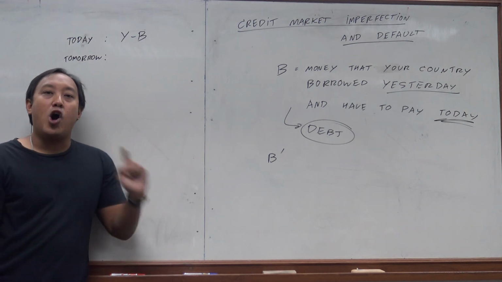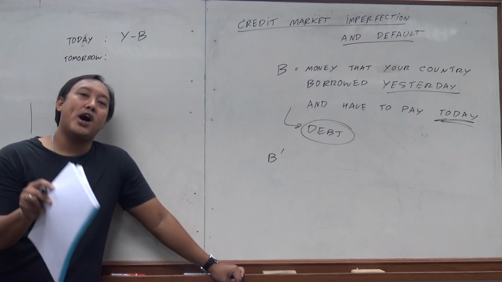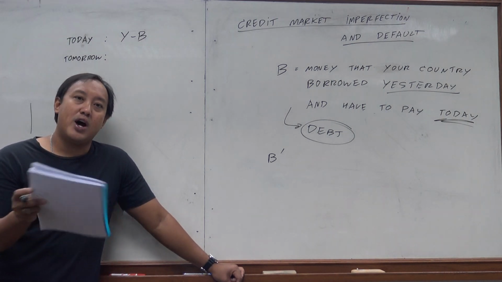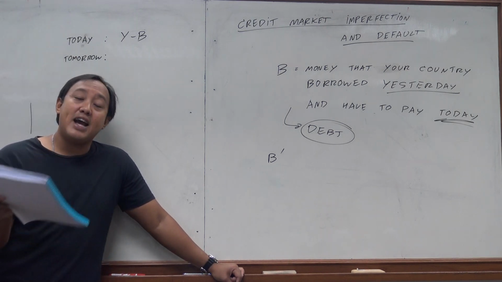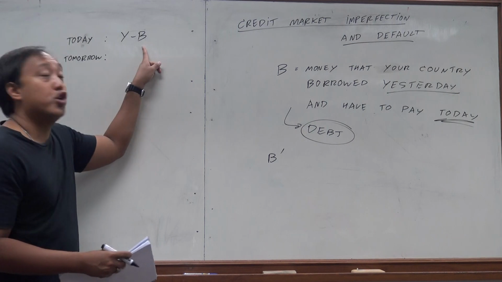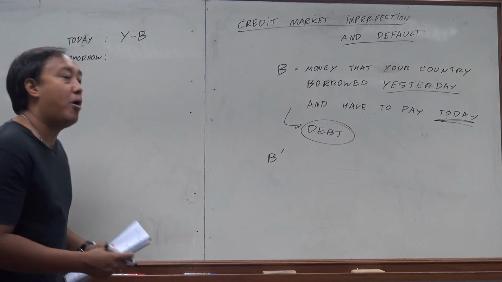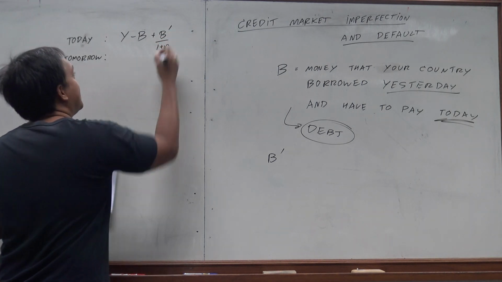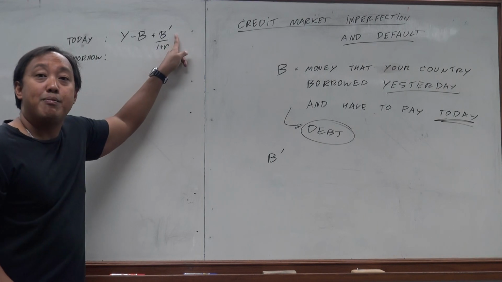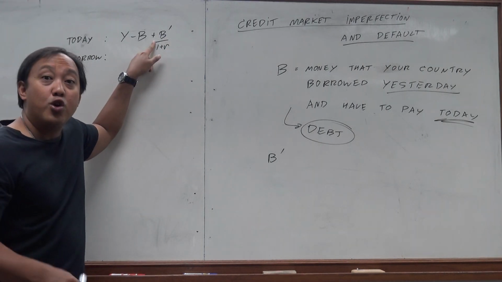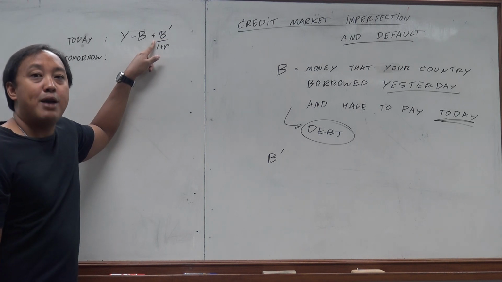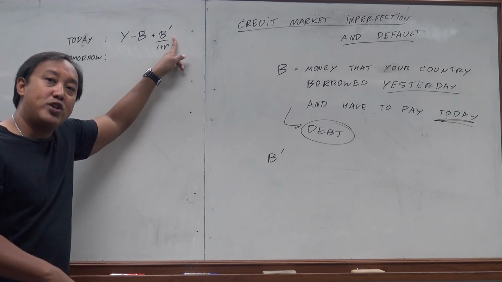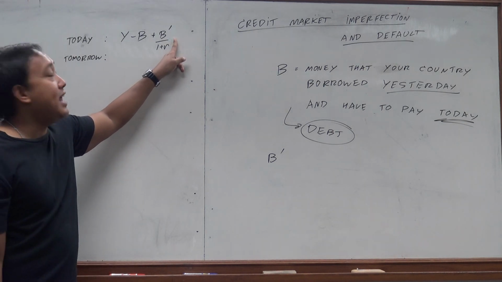If you pay back your debt on time today, it means your country is a good borrower. If you are a good borrower and pay back the money on time, they're going to let you borrow more. So today you can borrow more. This is the money I'm going to borrow, B prime over 1 plus R. The money that you borrow today, you earn, so this is plus, positive. This is the debt that you need to pay back tomorrow.